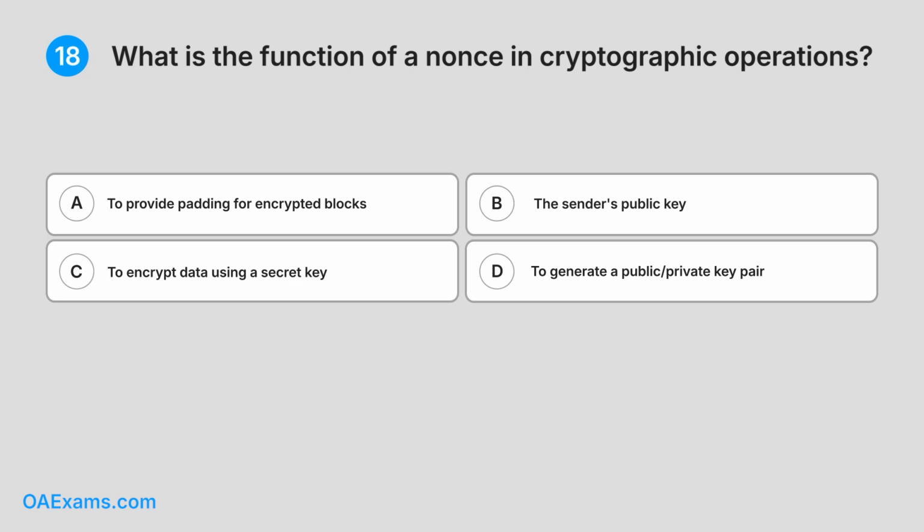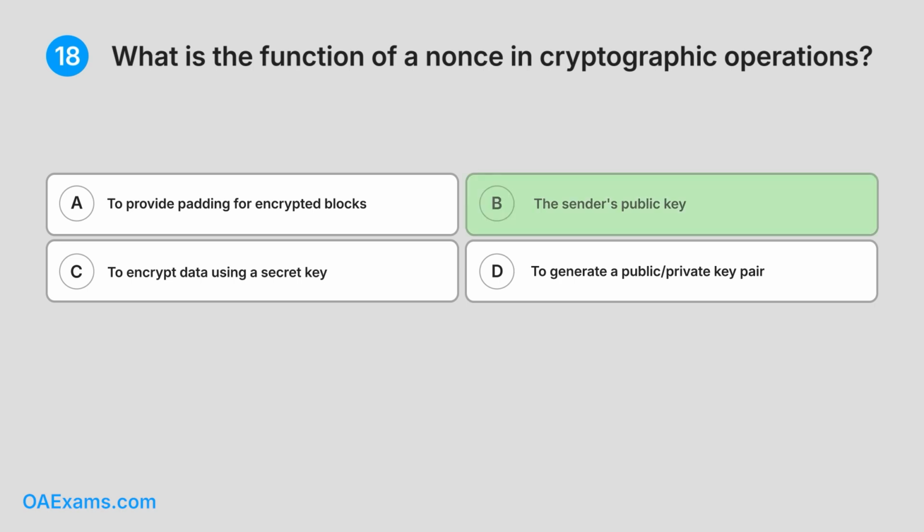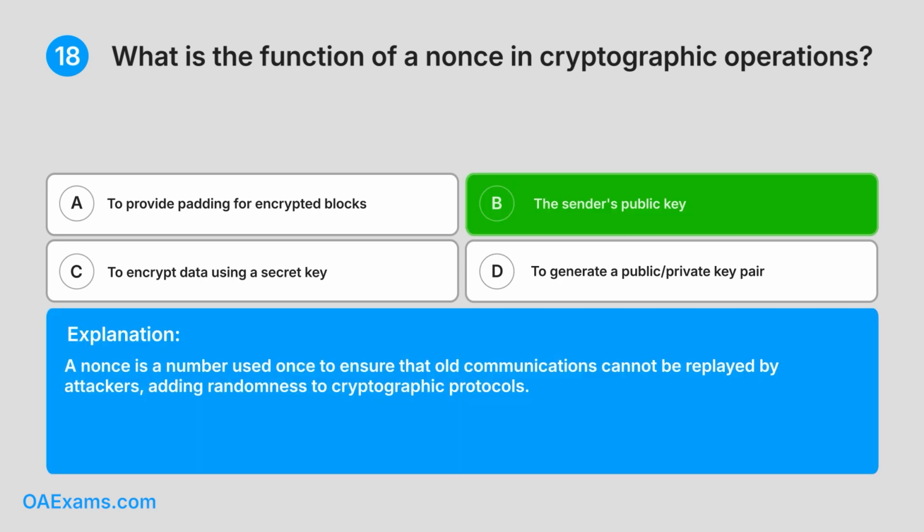18. What is the function of a nonce in cryptographic operations? A. To provide padding for encrypted blocks. B. To prevent replay attacks. C. To encrypt data using a secret key. D. To generate a public/private key pair. Can you guess the answer? Correct answer: B. To prevent replay attacks. Explanation: A nonce is a number used once to ensure that old communications cannot be replayed by attackers, adding randomness to cryptographic protocols.